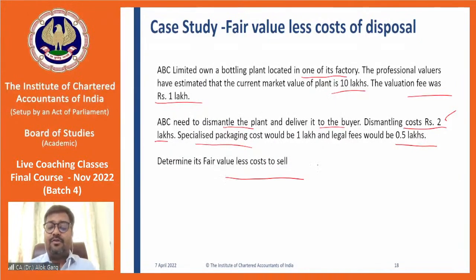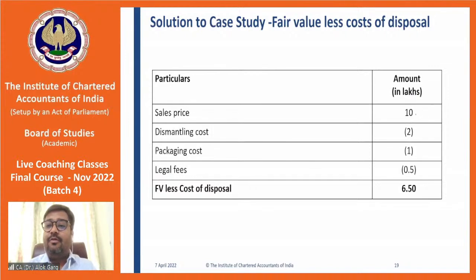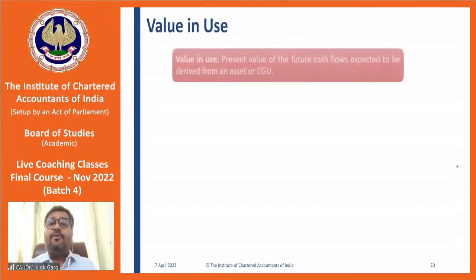Determine its fair value less cost to sell. So my fair value is 10 lakh rupees. Then dismantling cost, packaging cost, and legal fees total 3.5 lakh rupees. So 6.5 lakh rupees is the fair value less cost to sell. Is it clear, friends? Yes or no? Yeah, good. Now coming to the value in use.